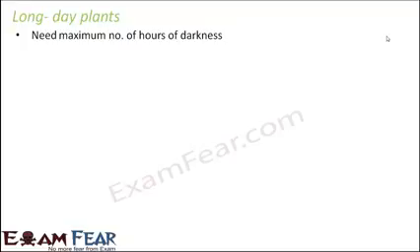When I say they need a maximum number of hours of darkness, that doesn't mean that they need more hours. That means they should be exposed to darkness for less than a specific mentioned number of hours. So let's say that mentioned number of hours is X hours. Darkness should be exposed to these plants for less than X hours. So they want a smaller number of hours of darkness.